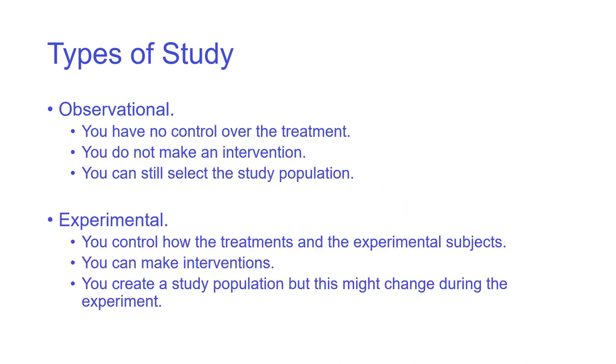So observational, you have no control over the treatment. You don't make an intervention, and you do select the population. You do choose who's going to be part of your study. But in an experiment, you control how the treatment's given, you control the experimental subjects, you control the intervention, and you specify the study population. Although this does change during the experiment if you have effects like dropout or even death.